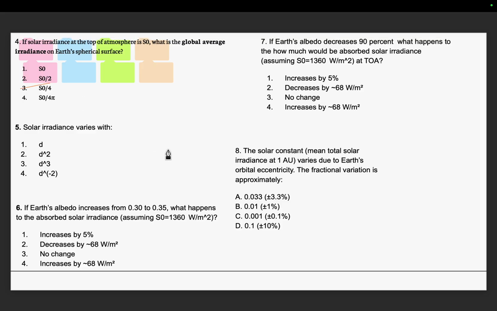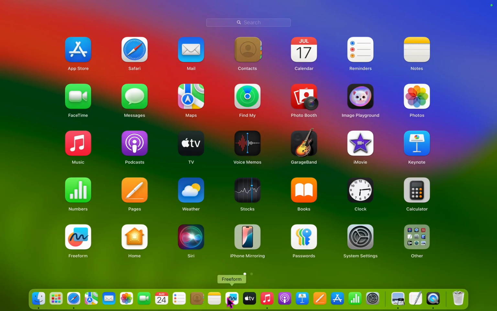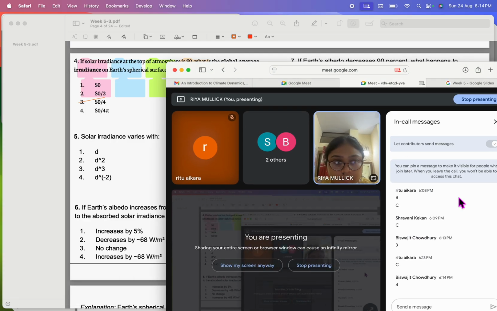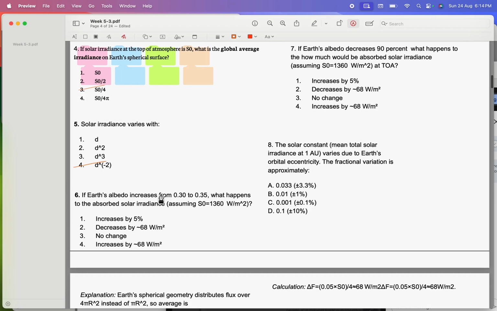Question 5. Solar irradiance varies with distance d from the sun to the Earth or another planet. How does it vary? Varies with d, varies with d square, varies with d cube, or varies with d to the power minus 2. Yes, question 5: this is d to the power minus 2 variation, and it varies inversely with d square.